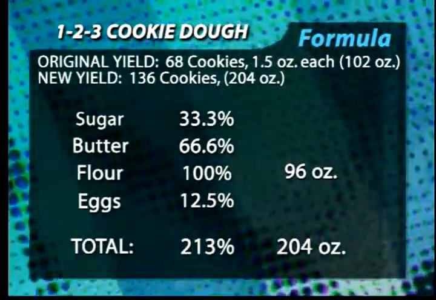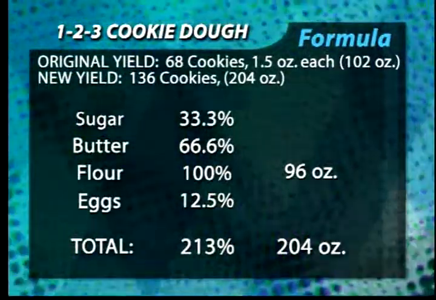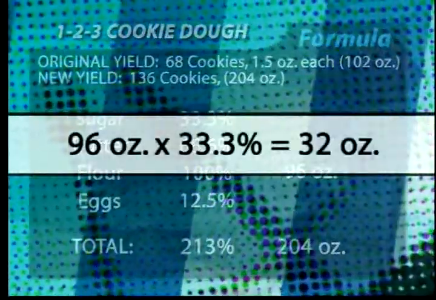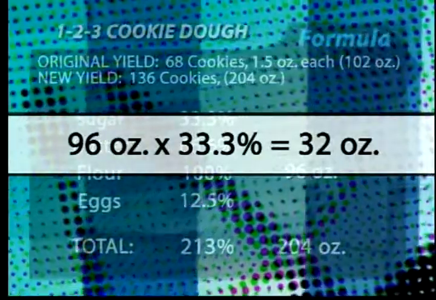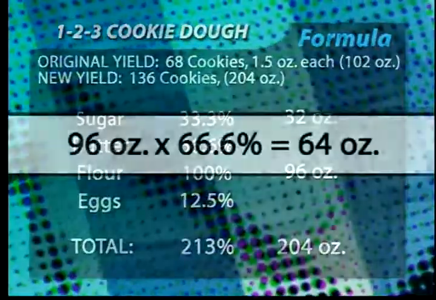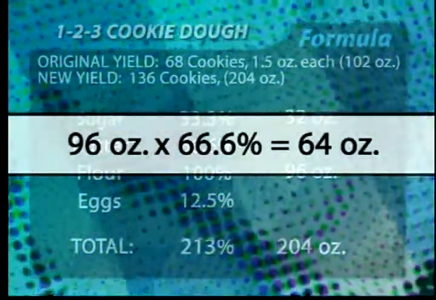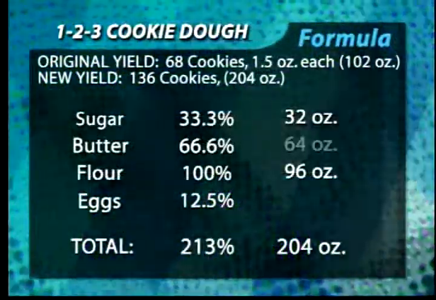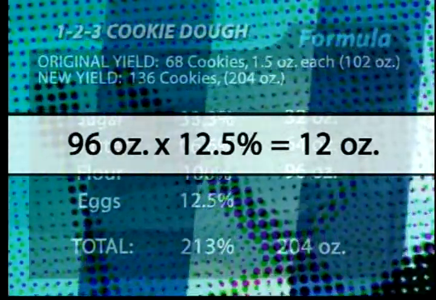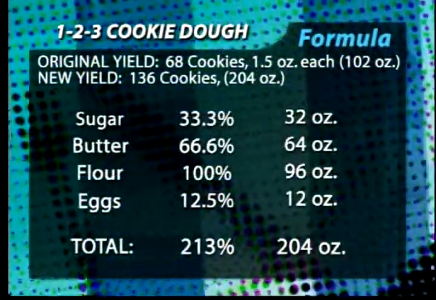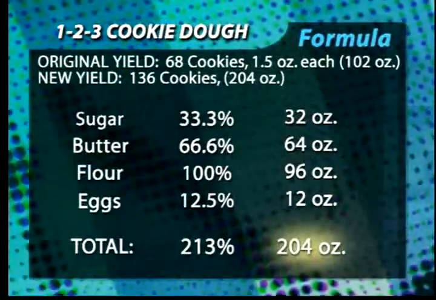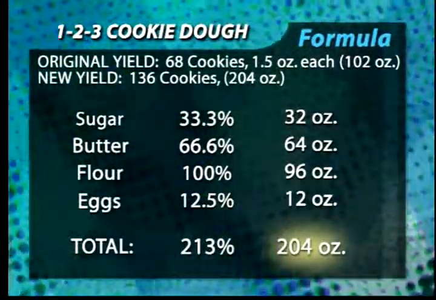96 ounces is equal to 100%. Now we multiply the new amount of flour, 96 ounces, by the baker's percentage of each ingredient. 96 times 33.3% sugar equals 31.96, rounded to 32 ounces of sugar needed in our new formula. 96 times 67% butter equals 63.9, rounded to 64 ounces of butter. And 96 times 12.5% eggs equals 12 ounces of eggs in our new formula. Our original formula yielded 102 ounces of dough. Using baker's percentage, we've easily scaled up our ingredients to produce our new yield of 204 ounces of dough.